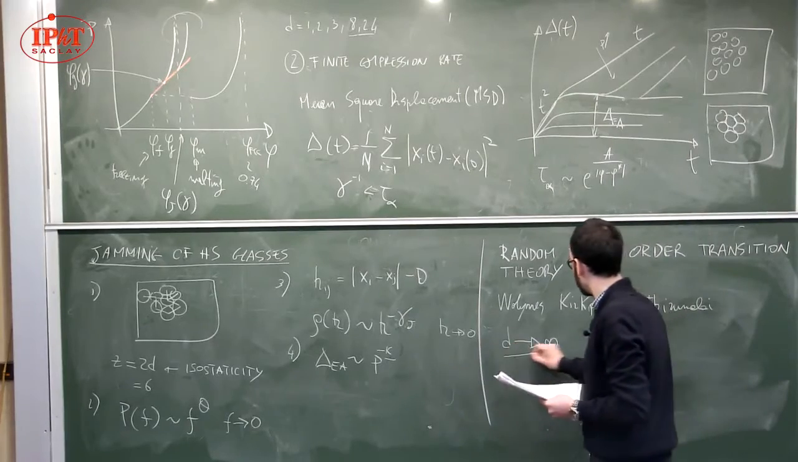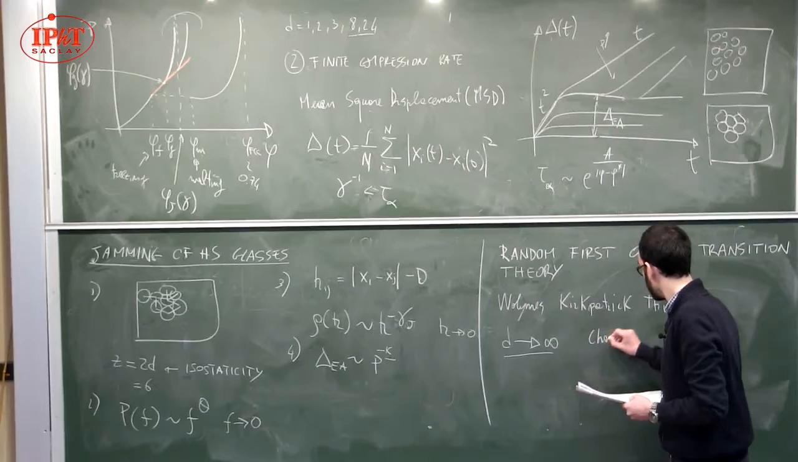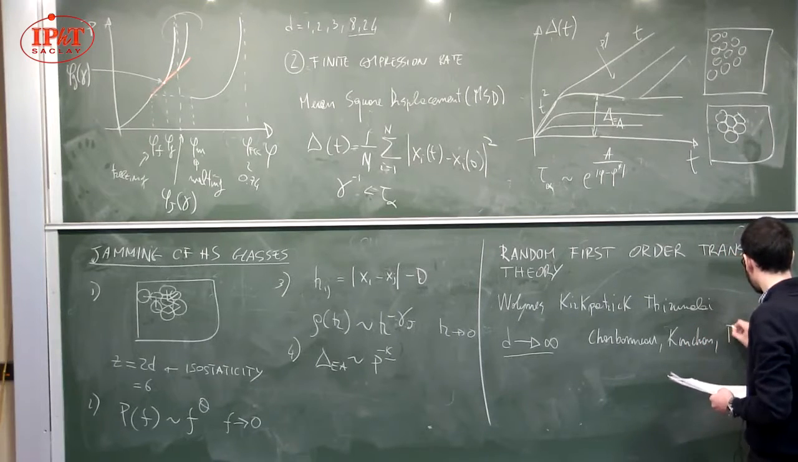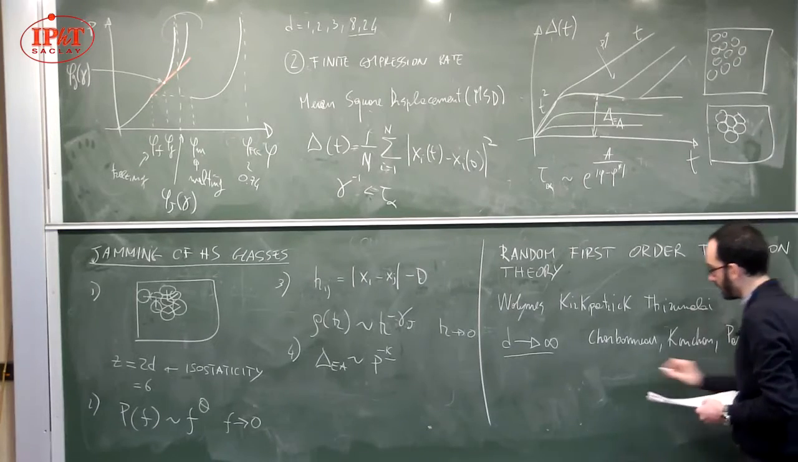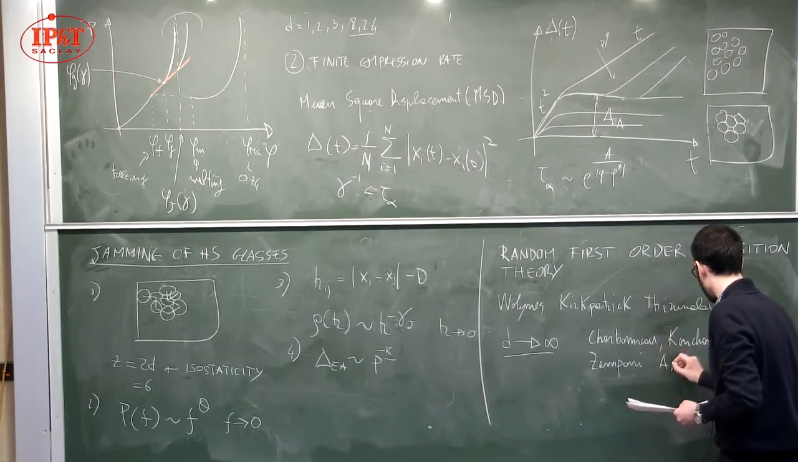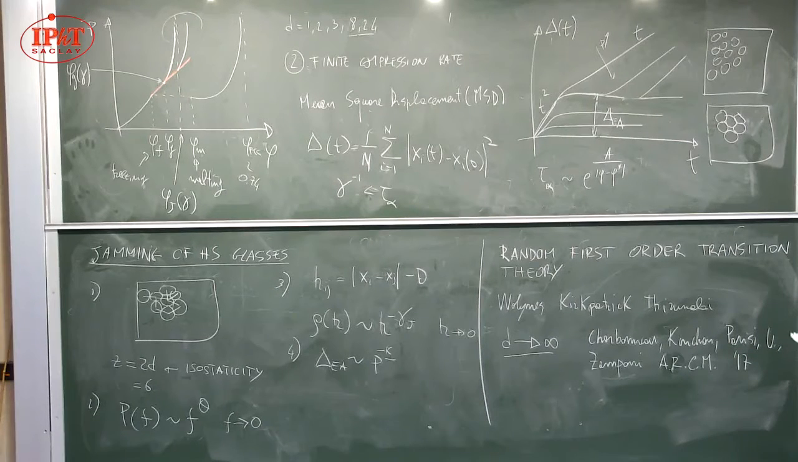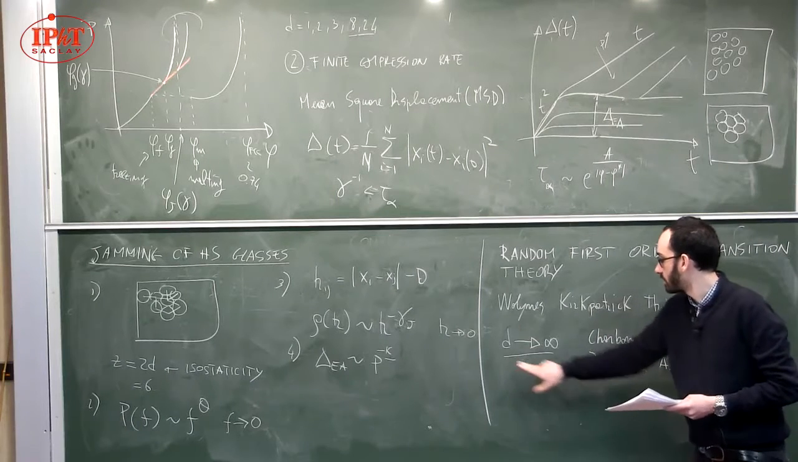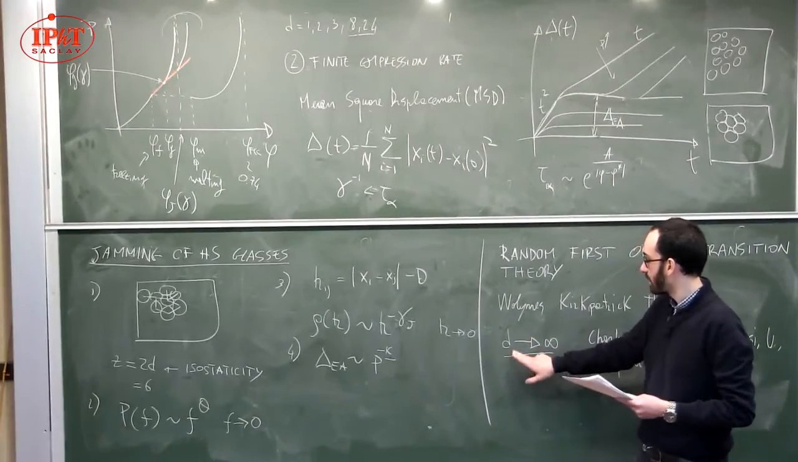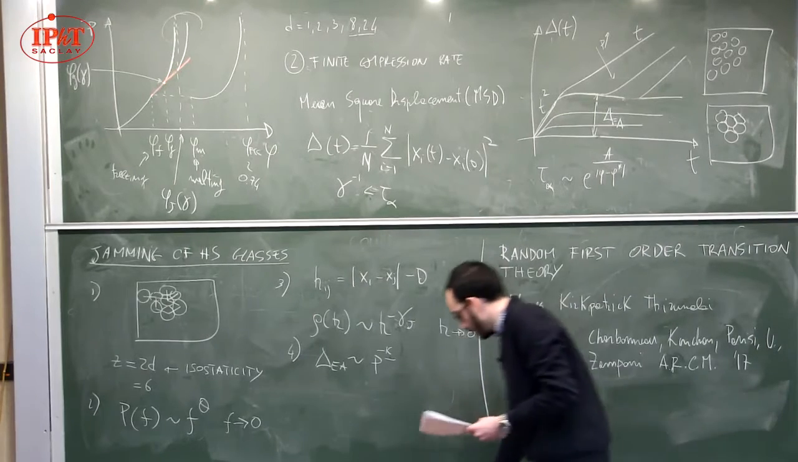I would like to give you some references for that. There is a review that was written by Charbonneau, Kurchan, Parisi, myself, and Zamponi. It's in the Annual Review of Condensed Matter Physics, and it appeared this year, where we describe how this solution is derived. What I would like to do is try to describe the phase diagram of hard spheres in large dimensions and describe all the phase transitions that can be computed.